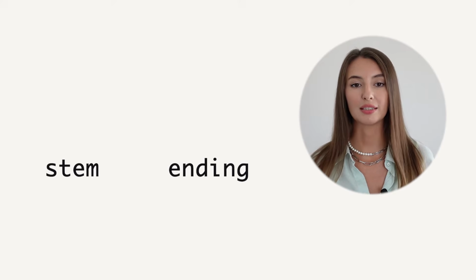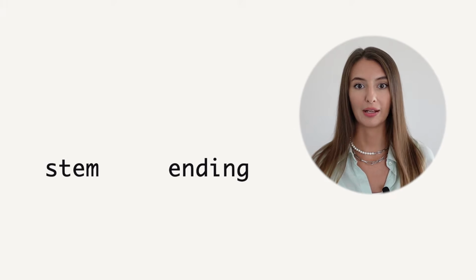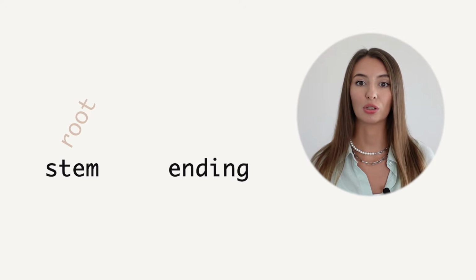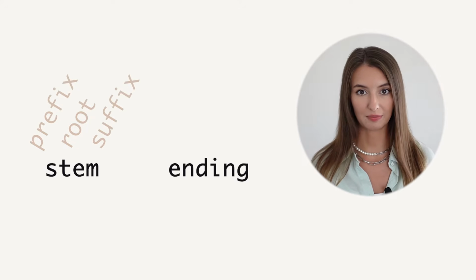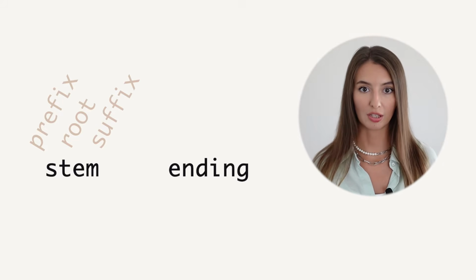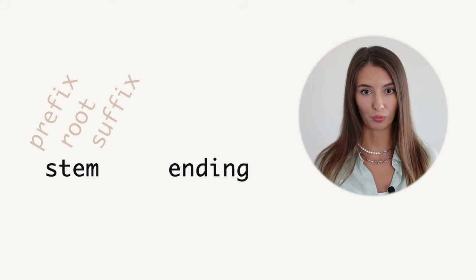Taking into account the fact that the Russian noun changes according to the gender, number, and case, it's important to look at its structure. A Russian noun consists of a stem followed by an ending. The stem includes the root and can include prefixes and suffixes. The ending is the part which will change if we change the number and the case of a word.